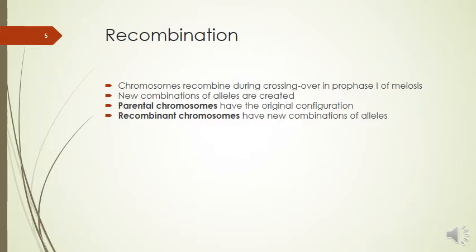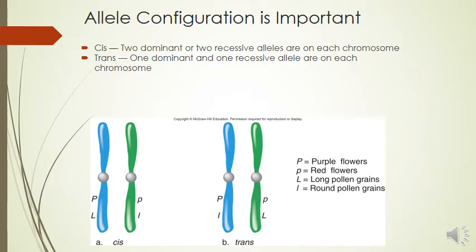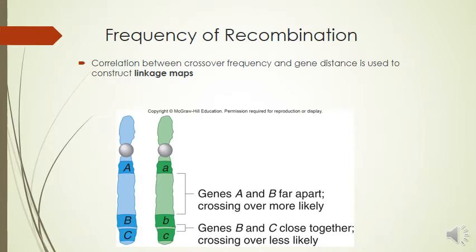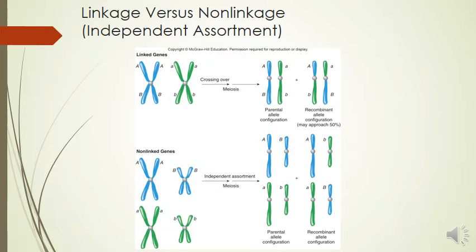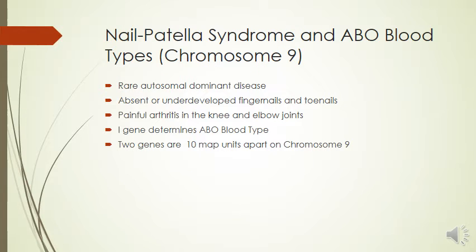Recombination is where the chromosomes. This slide shows the crossing over disrupts linkage. This slide shows that the allele configuration is important. Crossing over is more likely to occur between. In this slide, we're looking at linkage versus non-linkage. The frequency of a crossover between any two linked genes. To illustrate how to determine the degree of linkage by percent.